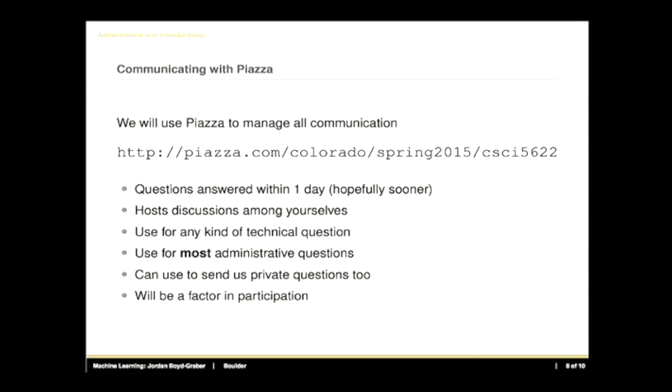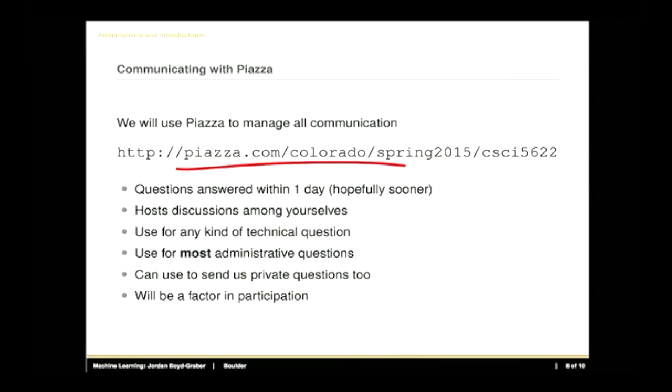We're going to use a system called Piazza to manage the communication for this course. It's linked to from the course webpage, or you can use this link here. I will try to answer all questions within a day, hopefully sooner. But you can also answer questions asked by other students, and you can earn participation points for doing so. You can also use this platform to send private questions. So if you only want it to be sent to me or the graders, you can use Piazza to do that.